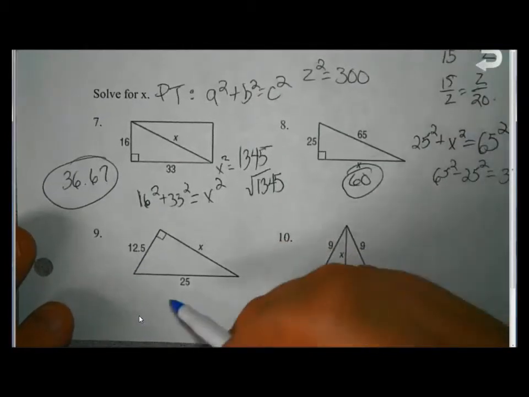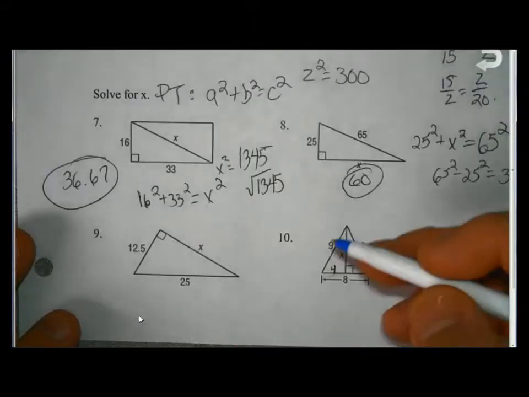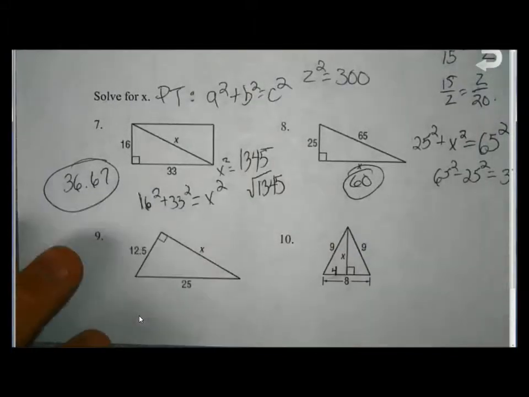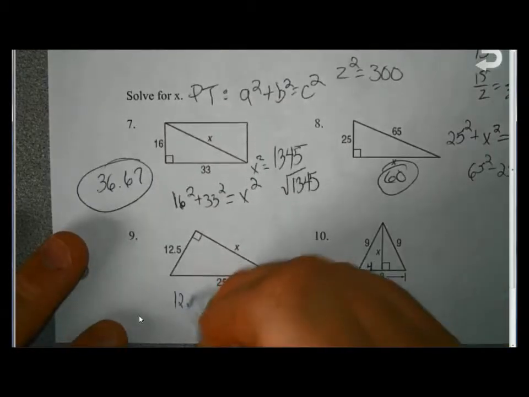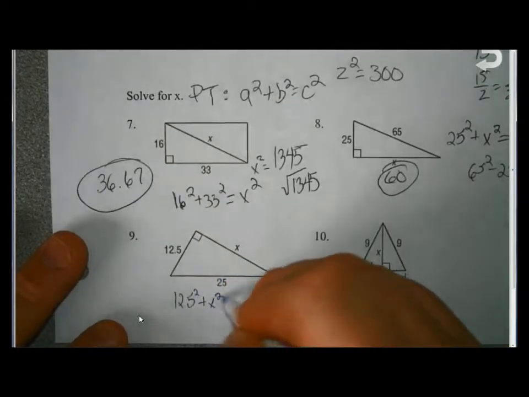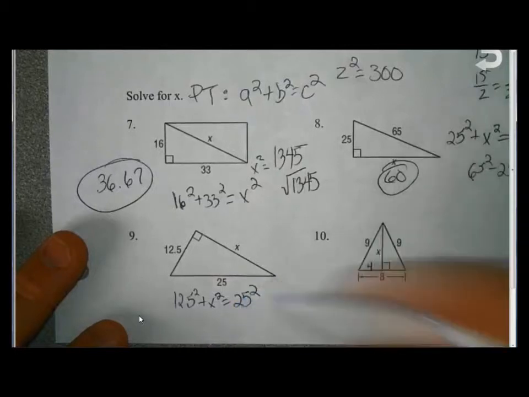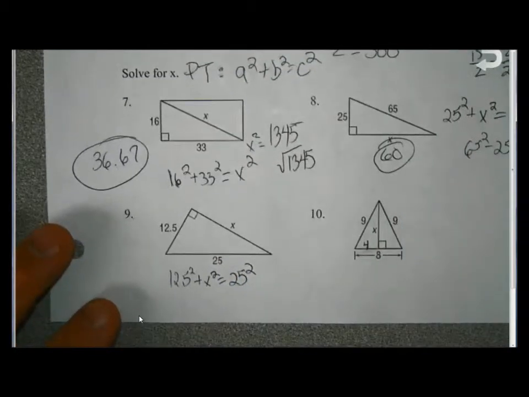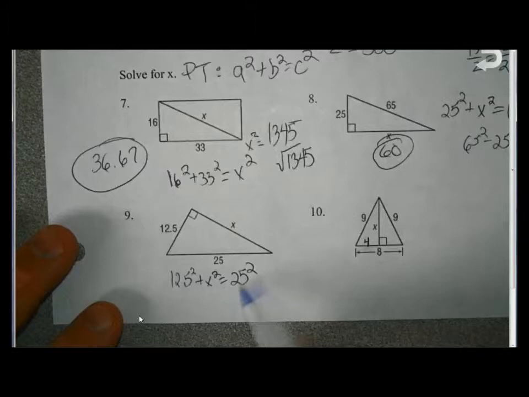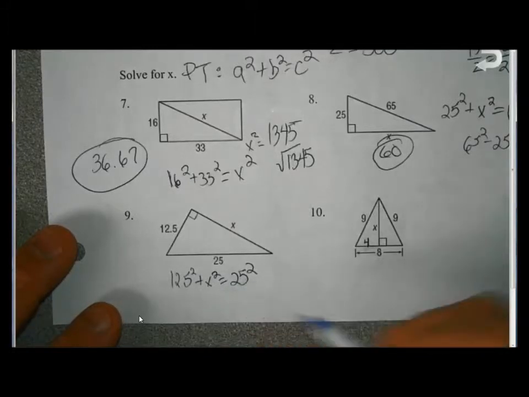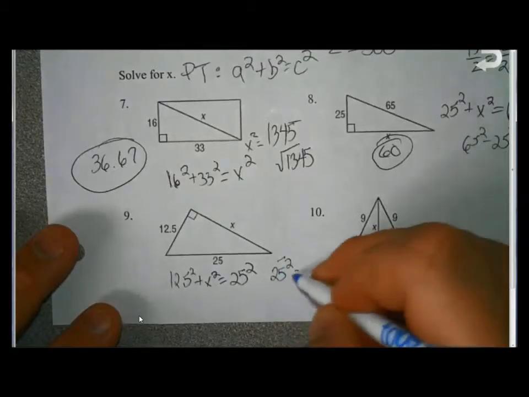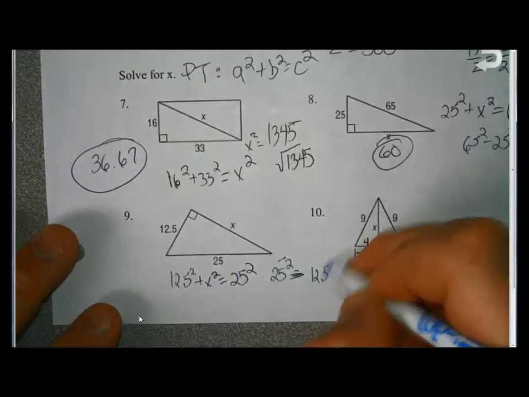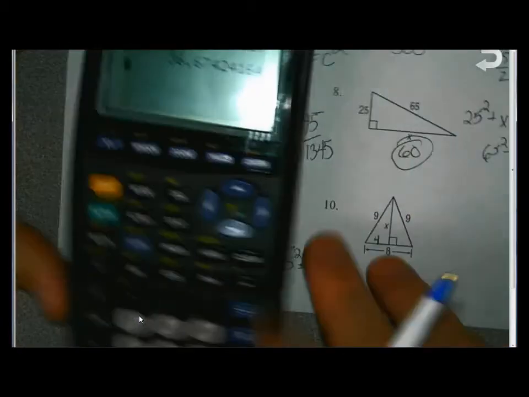Number 9. Jeffrey, what did you set up? 12.5 squared plus x squared equals 25 squared. Okay. And so when we get this one, what are we going to end up doing with these two numbers, Graciel? Subtracting them. Alright, so I'm going to get an obnoxious number.